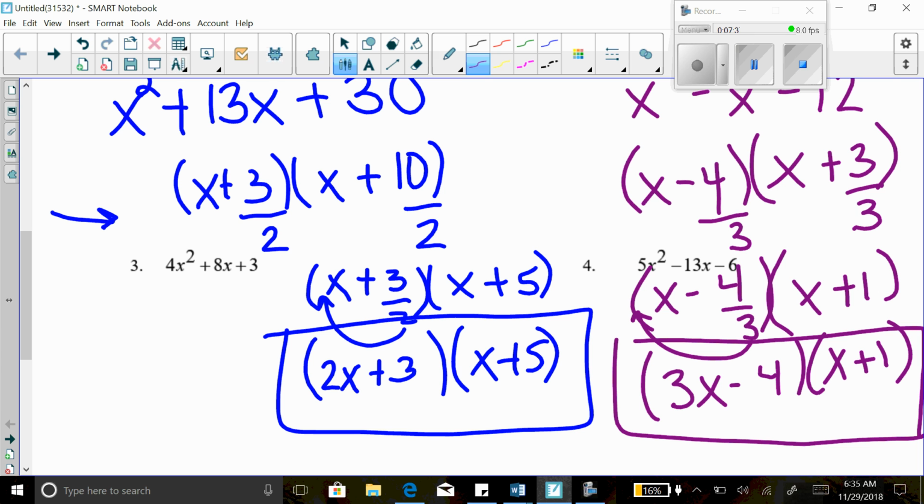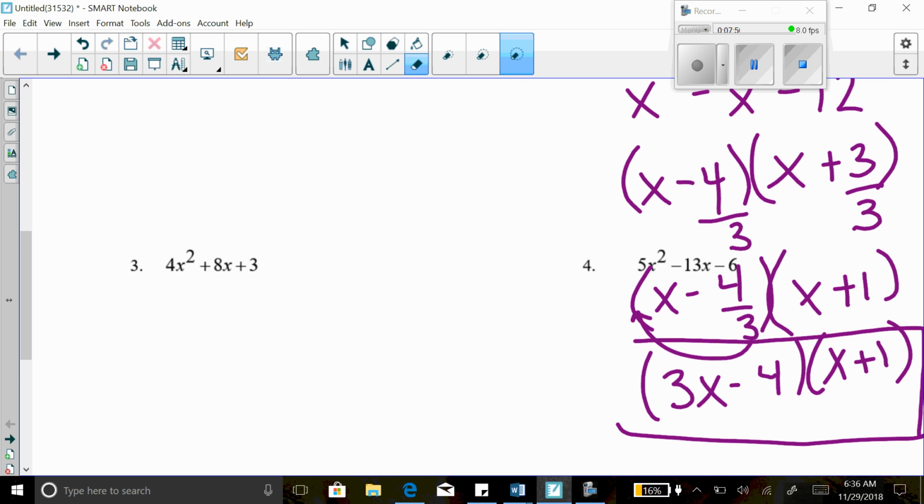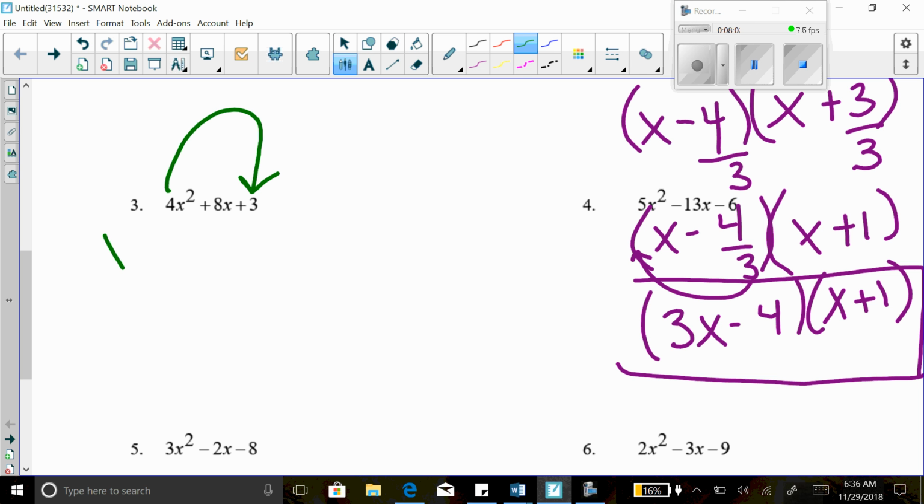Try number 3. And I am going to erase this blue writing here just because I don't have any space. That went to number 1. Hopefully you guys have that down at this point. If not, rewind the video and get that problem. Okay? So again, we look at the number in front of x squared and say, that's not just an x squared. So I need to do slide and divide. So I'm going to take my 4 and slide it. So I get x squared plus 8x plus 12.